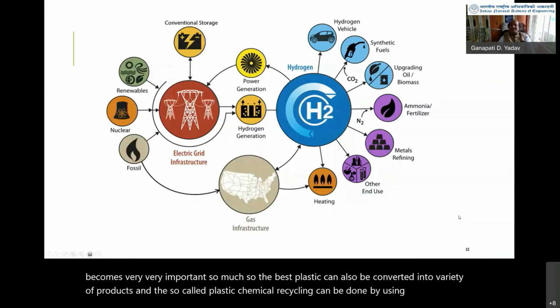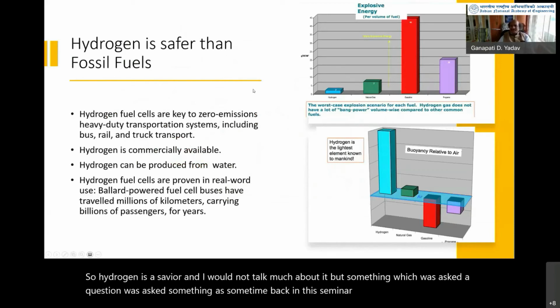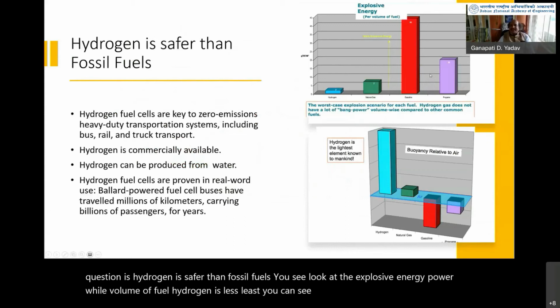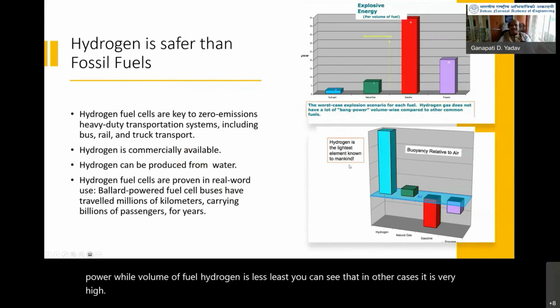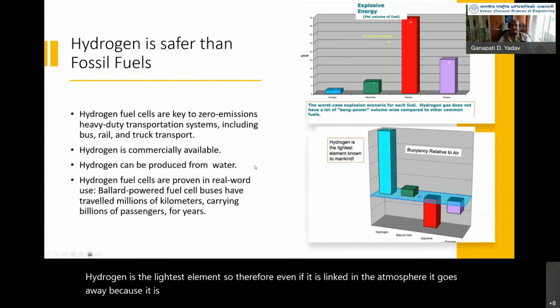So hydrogen is a savior, and I would not talk much about it, but a question was asked some time back in this seminar: is hydrogen safer? The question is, is hydrogen safer than fossil fuels? Look at the explosive energy per volume of fuel. Hydrogen has the least; in other cases it is very high. And hydrogen is the lightest element. So even if it is leaked in the atmosphere, it goes away because it is very light in comparison with air, or with natural gas or gasoline.